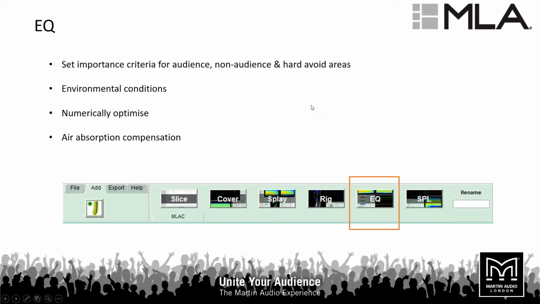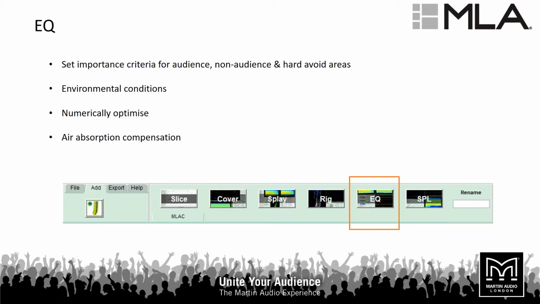So in the EQ tab, now we can set the importance criteria for our audience. So how much effort we want to spend on making the audience area completely seamless in terms of frequency response, or are we more interested in making sure we don't get noise complaints? Are we more interested in our hard avoid areas, or trying to keep the SPL levels down on stage? We can also change our environmental conditions, and after that we can numerically optimize our array, and we can also choose to use or not use our air absorption compensation.